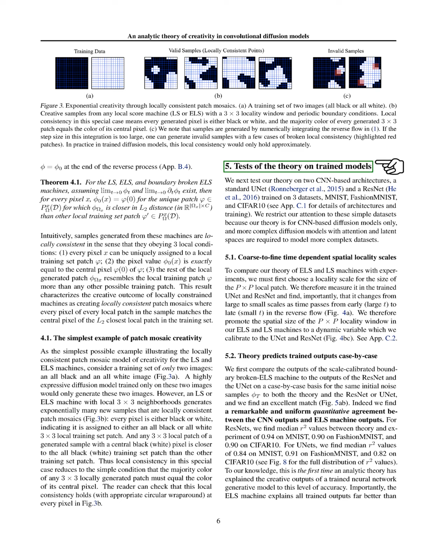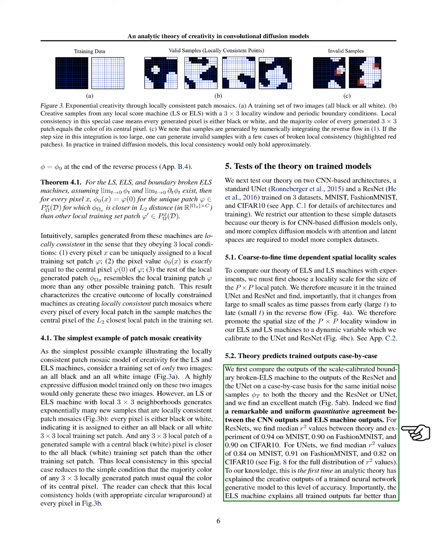Section: Theory predicts trained outputs case by case. In this section, we compare the outputs of our scale-calibrated boundary-broken ELS machine with those of ResNet and UNet on a case-by-case basis, using the same initial noise samples. We observe an excellent match between the outputs and the theoretical predictions. Specifically, we find strong quantitative agreement between the CNN outputs and the ELS machine outputs.